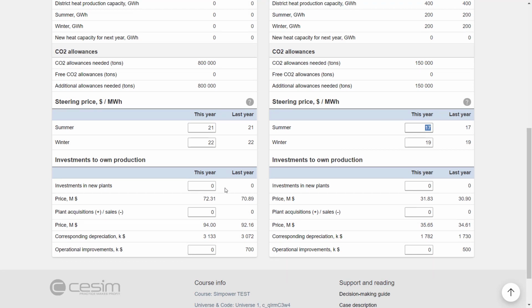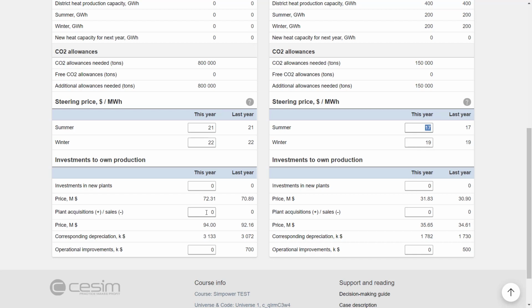And the last piece on this page are the investments. So we can invest in totally new coal plants and gas plants, and we can also buy existing gas plants, and we can sell our existing gas and coal plants. There is always a limitation with the existing plant acquisitions and sales, and that information is given in the market outlook.